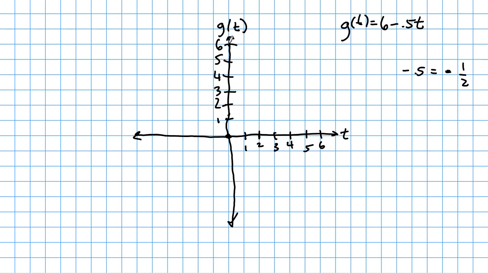So our y-intercept is 6 here. And we have a rise of negative 1, which is a fall. So we'll fall down. So we have a rise of negative 1 and a run of 2. So each time we'll go down 1 and over 2. Down 1, over 2. Okay? So our graph will look like down 1 and over 2.